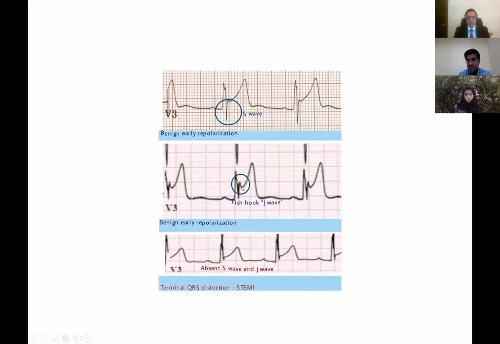So you call it distorted QRS if your patient doesn't have an S wave and doesn't have the fishhook sign. If your patient comes with chest pain equivalent and the ECG looks like early repolarization, I would emphasize you should use this criteria in early repolarization. If your patient has distorted QRS, there is no S wave in V2 or V3, and there is no fishhook sign, no J wave in V2 or V3, this is distorted QRS, and probably it's ischemic changes, and your patient needs the Cath lab.